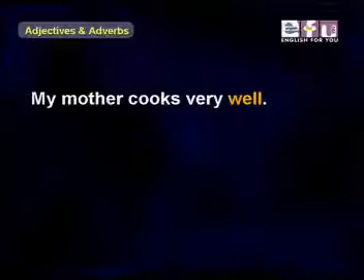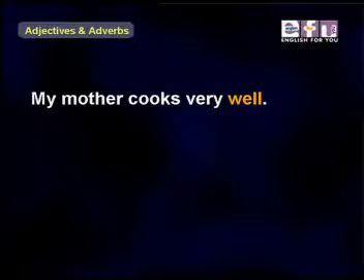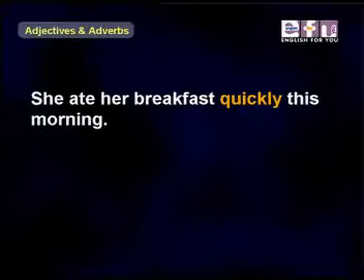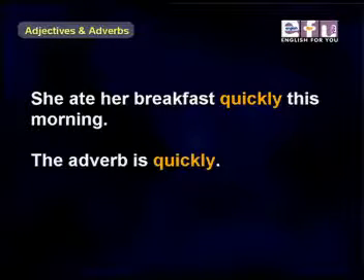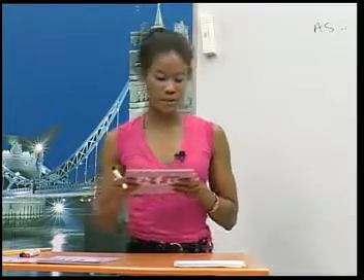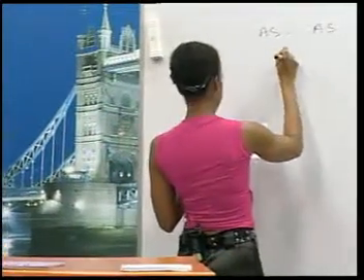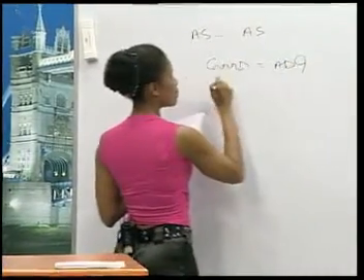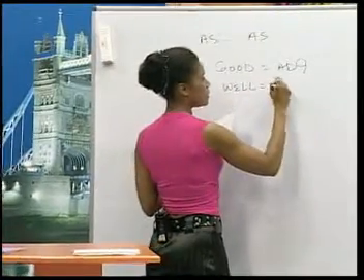Next example. My mother cooks very well. The adverb is well. The adverb tells us how she cooks. She ate her breakfast quickly this morning. The adverb is quickly because it tells us how she ate her breakfast. Now let's look at some special vocabulary. So remember, good is an adjective, but well is an adverb.